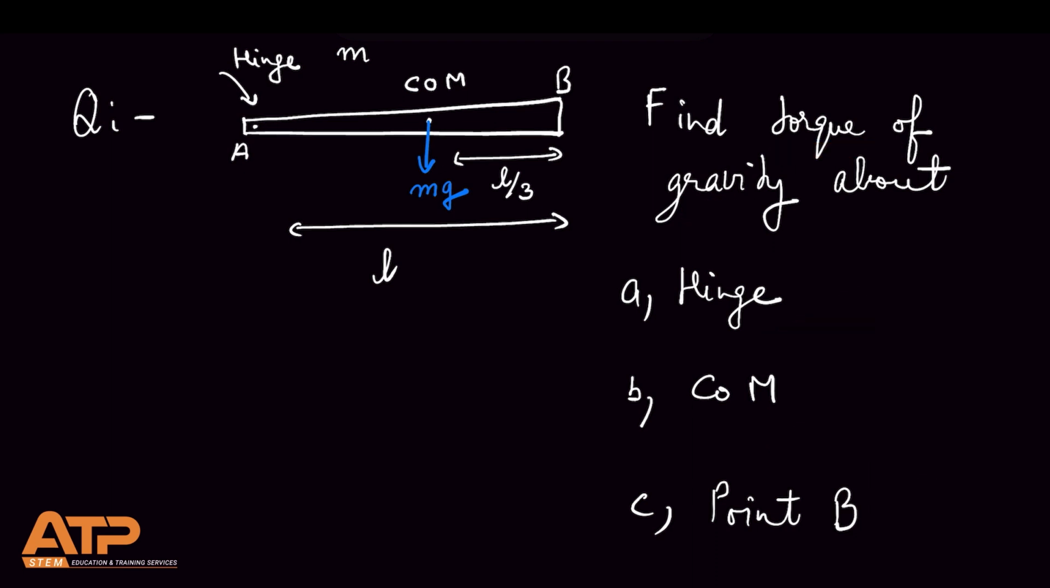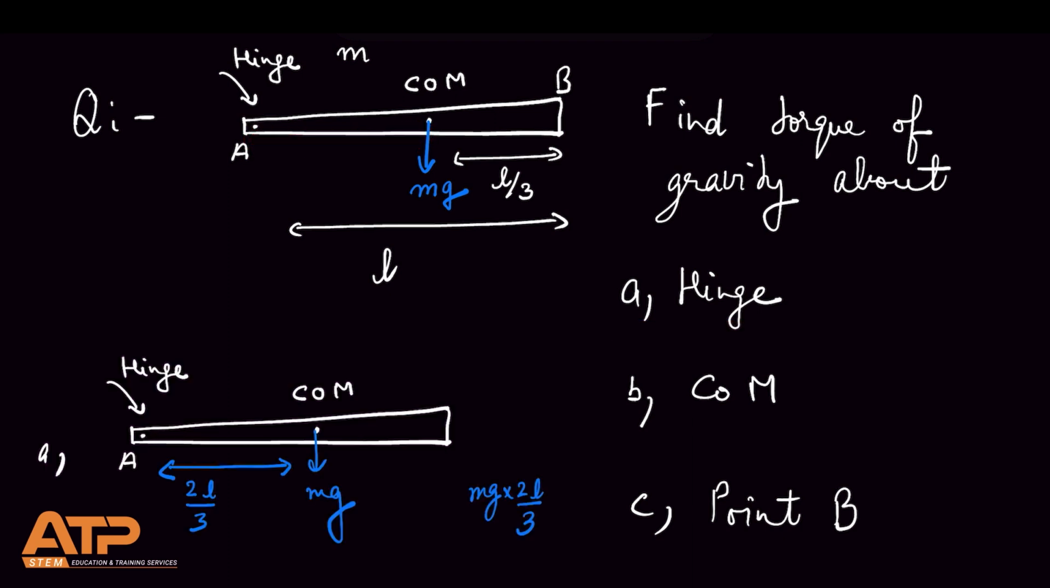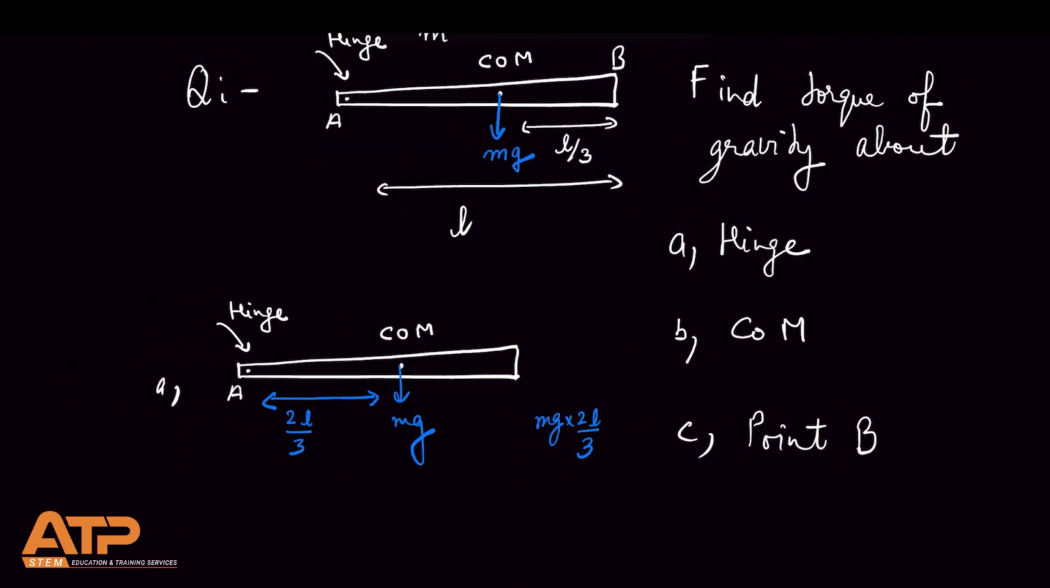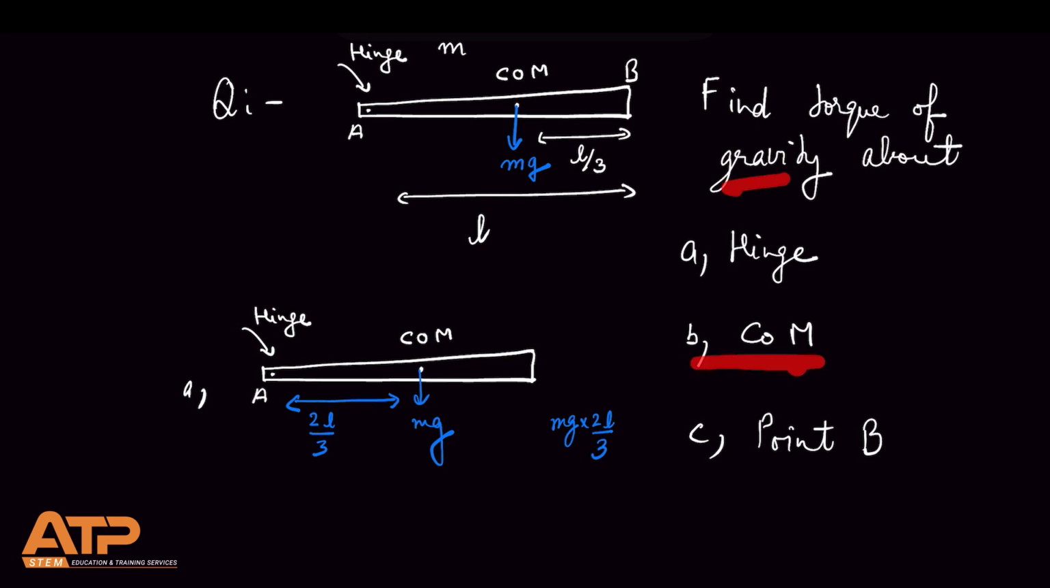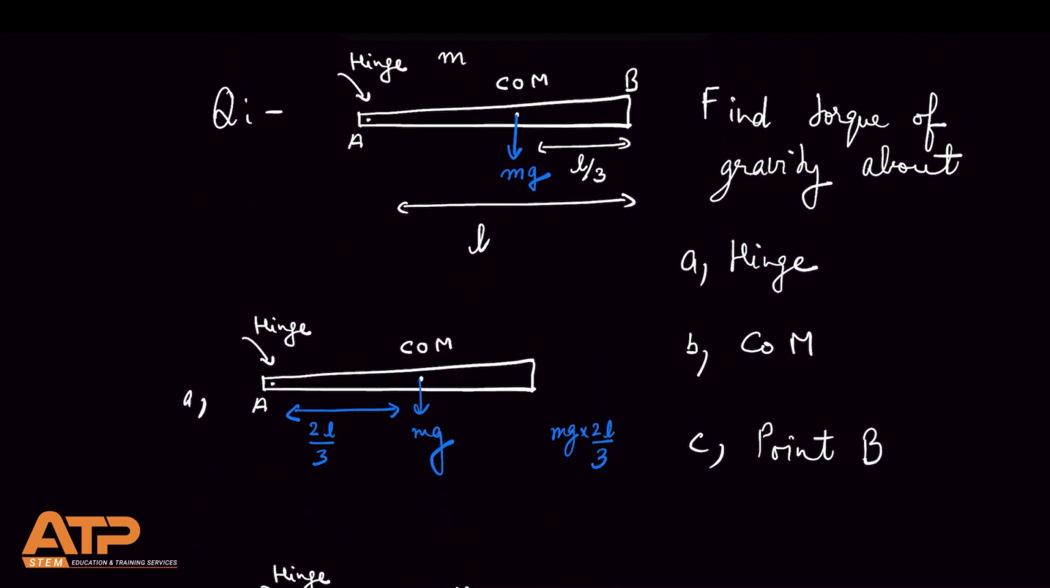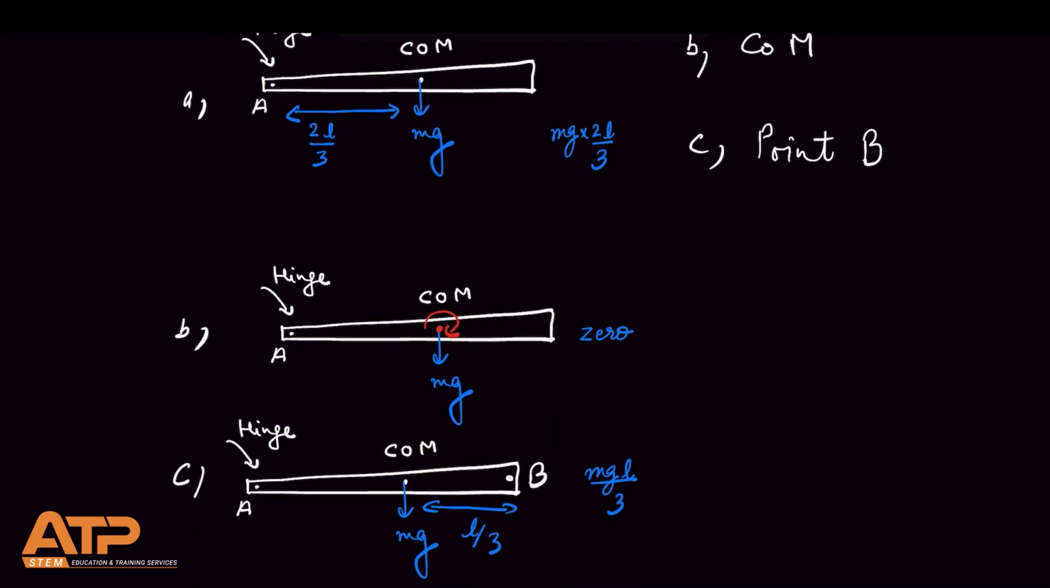So over here, to solve this question about hinge, how much is the distance of this mg from the hinge? That's going to be 2L by 3, therefore the answer mg into 2L by 3. Okay. How much is the torque of gravity about center of mass? Gravity is acting at center of mass. So will there be any torque? No. Answer will be 0. No torque about center of mass. Okay. About point B, how much is the distance of mg from point B? That is L by 3. Answer will be mg L by 3.